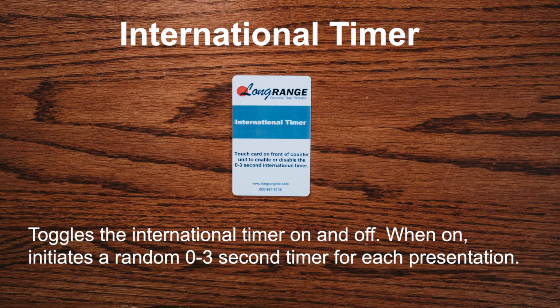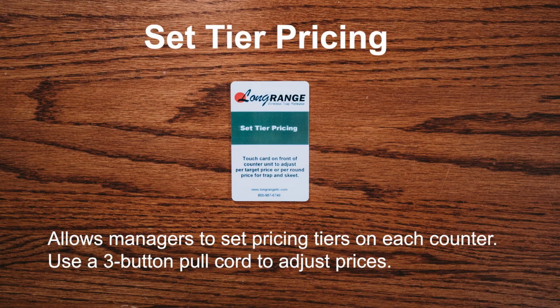The International Timer card toggles the International Timer on and off. When this function is on, a random 0 to 3 second timer is initiated for each presentation. This card may be used on Trap and Skeet counters. The Set Tier Pricing card is used in conjunction with Cash cards and allows managers to set pricing tiers on each counter. This card may be used on Sporting Clays counters and Trap and Skeet counters.